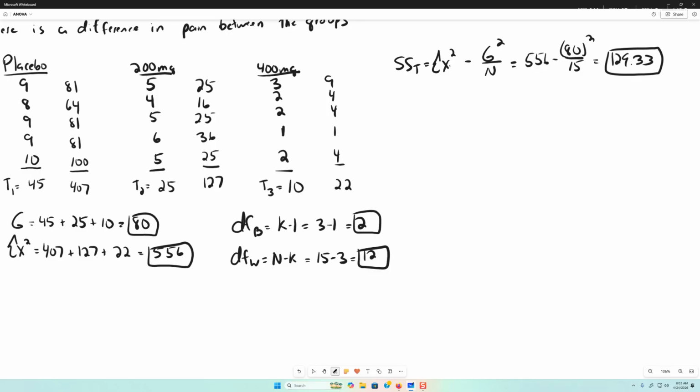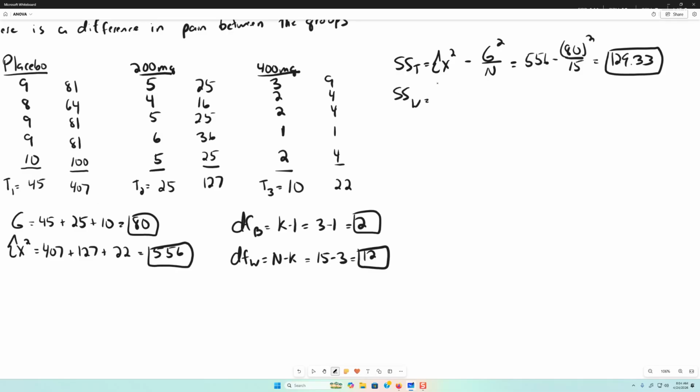Now the next one to do is to calculate sum of squares within. You could do sum of squares between. For this one, I'll actually do sum of squares between and sum of squares within. So let me do sum of squares within first. This is the sum of squares for each group.